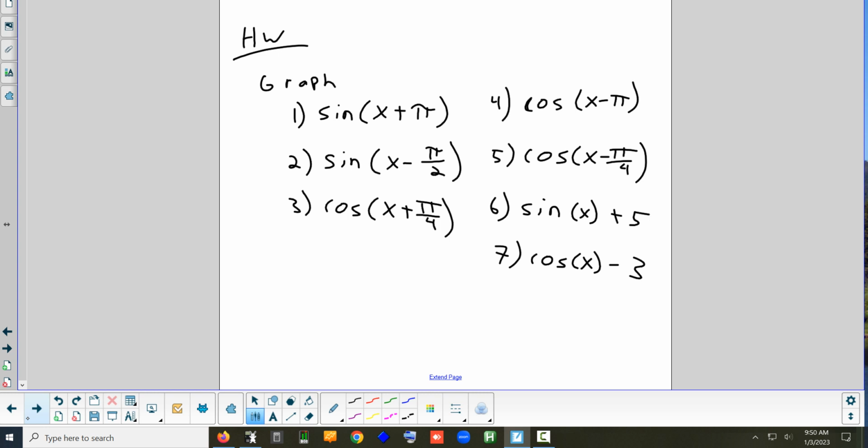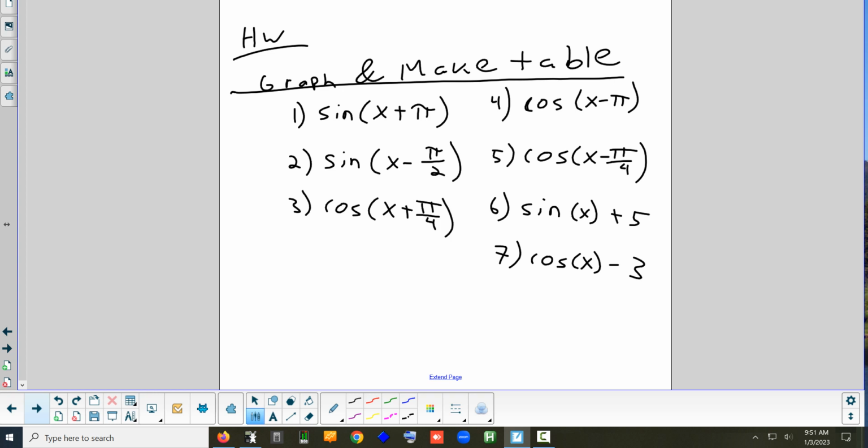All right, so those are the 7 problems to do for homework. So let's just put down. Okay, so 2 things I'm looking for. First thing is the table. In terms of points, that's the most important thing. 10 points for the table. And then I'm looking for you to sketch each one of those, just like we did, on paper. So the first 4 are phase shifts, and the last 2 are vertical shifts.